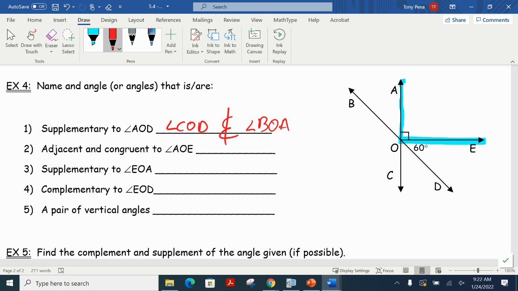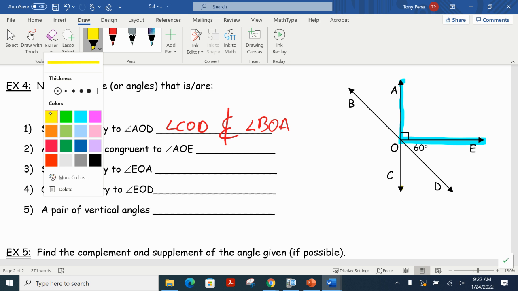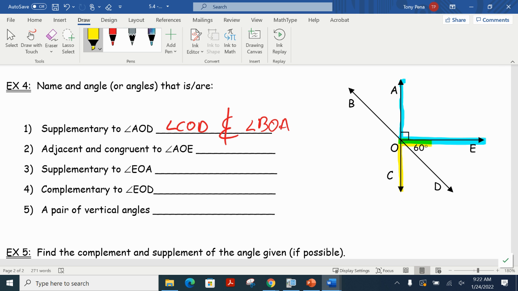All right, you got that, Assad? COE. Good. COE, because this is a 90-degree angle. By doing COE, this is another 90-degree angle. So we would say angle COE. Good.